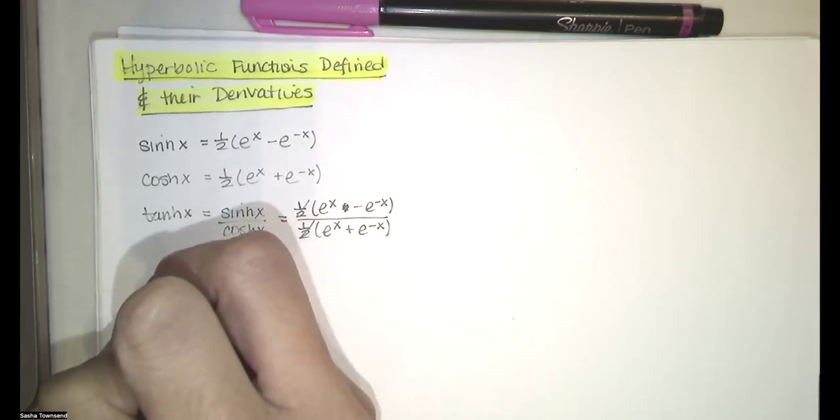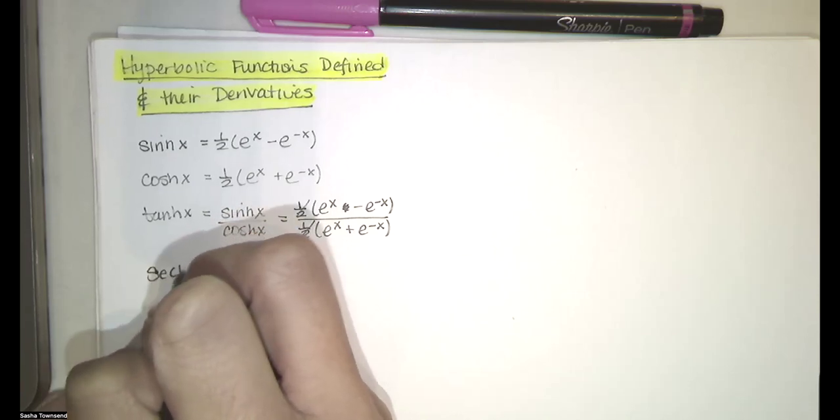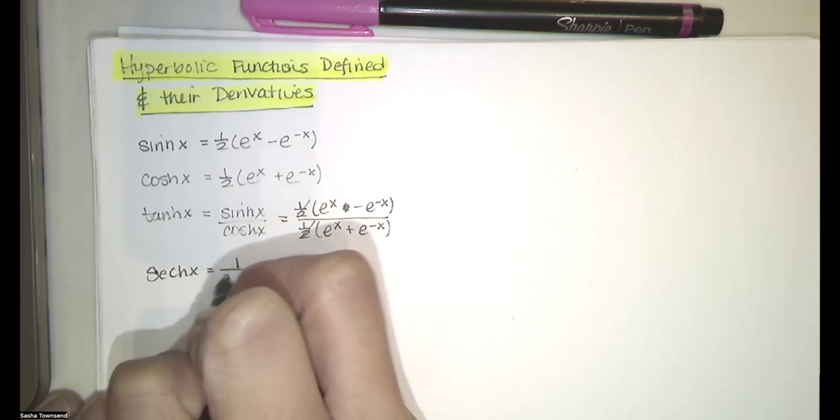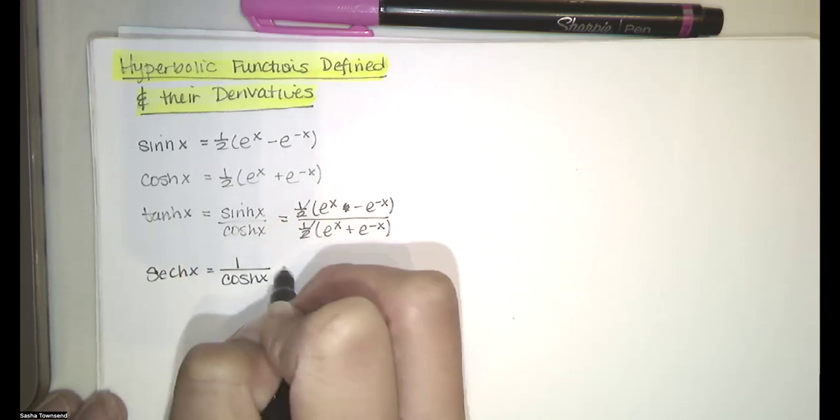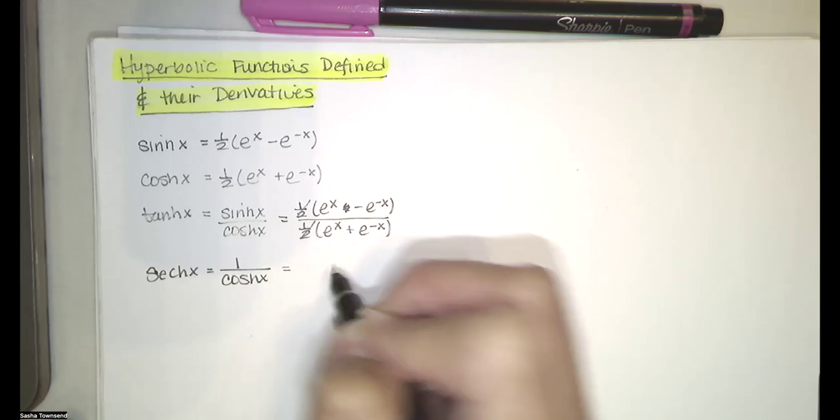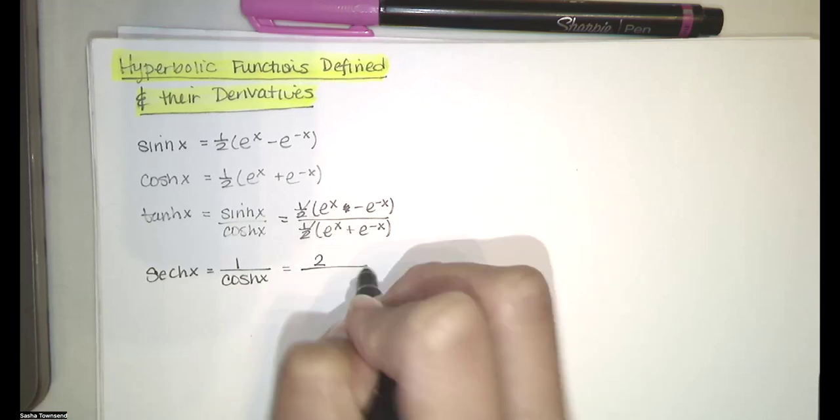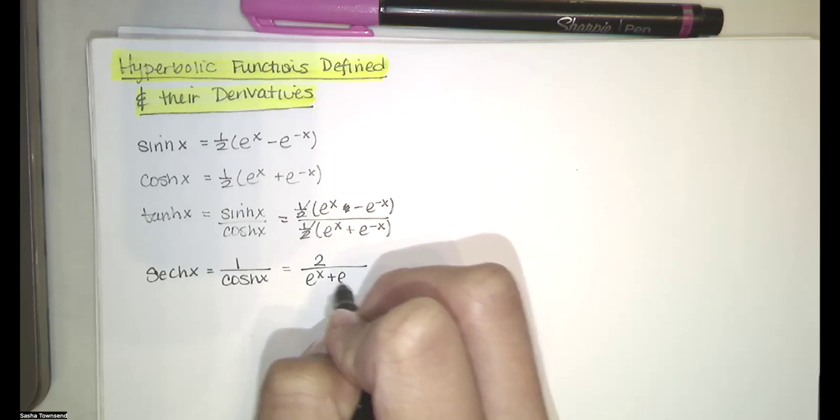And then the hyperbolic secant is 1 divided by the hyperbolic cosine of x. So that turns out to be 2 divided by e to the x plus e to the negative x.